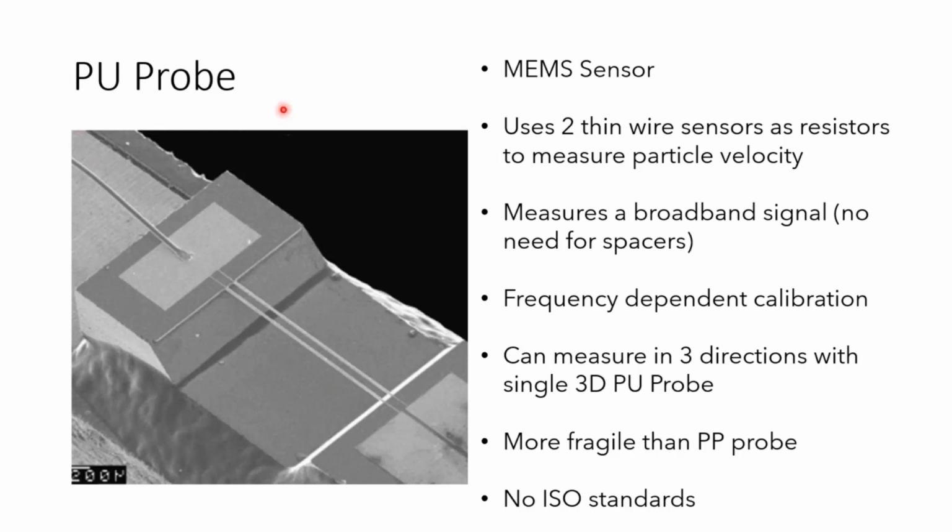So the PU probe, if you're wondering, doesn't have two microphones. So how does it work? It has a MEMS sensor. There are two little wires, and they're resistive elements that actually measure the particle velocity of the wave as it travels through. As the sound wave hits one and then the other, the resistance between these two changes. Because the resistance change is directly proportional to the speed of the wave, we can measure the particle velocity. So this probe directly measures particle velocity, compared to the PP probe, which has to do a back calculation between two microphones.